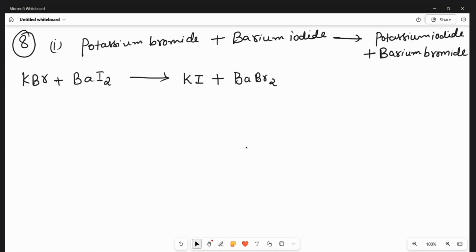And what type of reaction you have to write? No need to balance here. So what type of reaction is this? Double displacement reaction. Potassium is displaced by barium and barium displaces potassium. So it is a double displacement reaction.